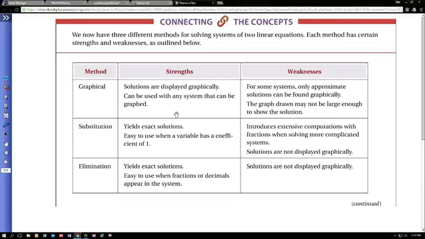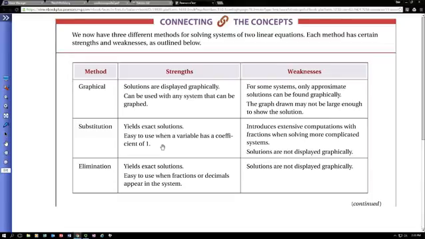So we have 2 other methods that give us exact solutions. That's what we're looking for most of the time. So that's the strength: it yields exact solutions. It's easy to use when a variable has a coefficient of 1. In other words, we may have 2x plus y equals 3. Hey, that variable has a coefficient of 1. That's what they mean. They say, hey, with one step I can solve this for y. This might be a good substitution strategy.